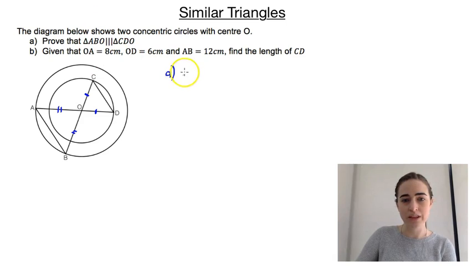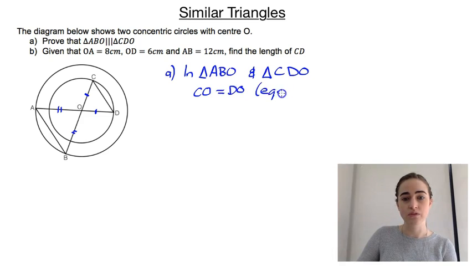So I'm going to write this down first. We'll start off with in triangle ABO and triangle CDO. We know that CO has to equal DO, and our reason is equal radii. And we also know that AO has to be equal to BO for that same reason.